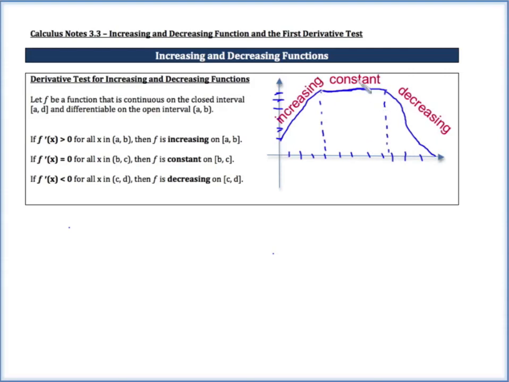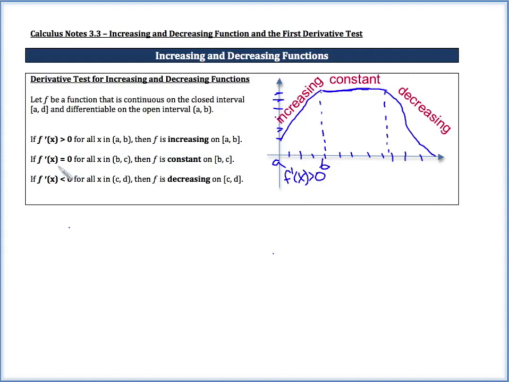What we're going to talk about today is how the derivative is being affected during an increasing, constant, and decreasing function. And right here it says if f prime of x is greater than 0 for all the x in a certain interval, then f is increasing on that interval. So here, from a to b, we would say f prime of x is greater than 0. And that's how we know this is increasing.